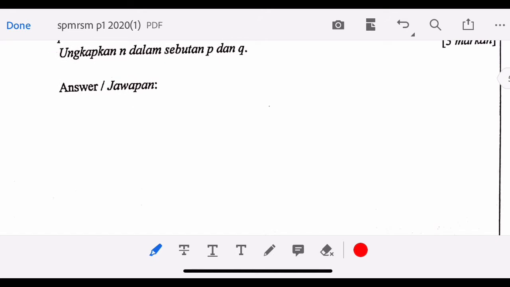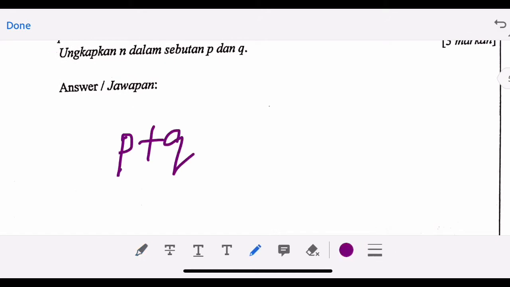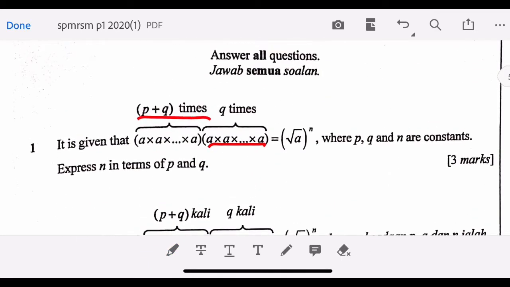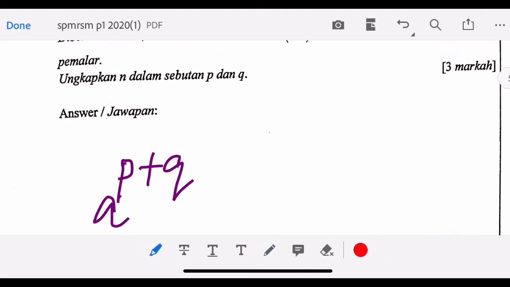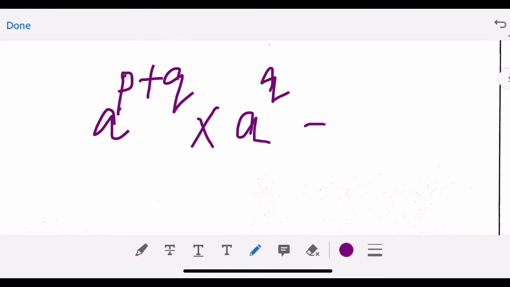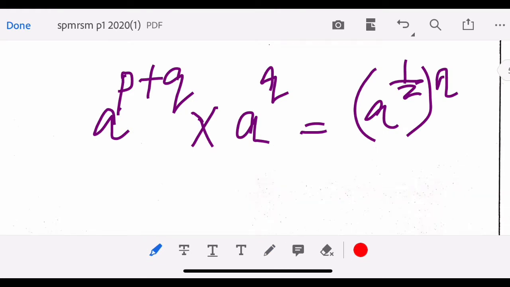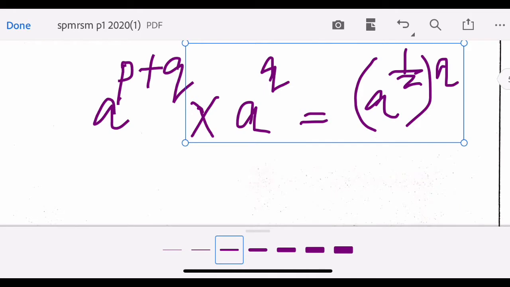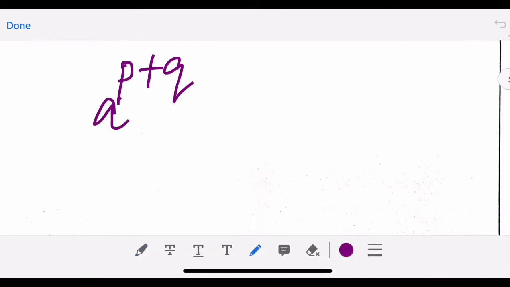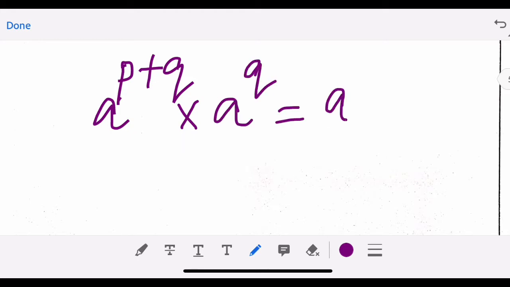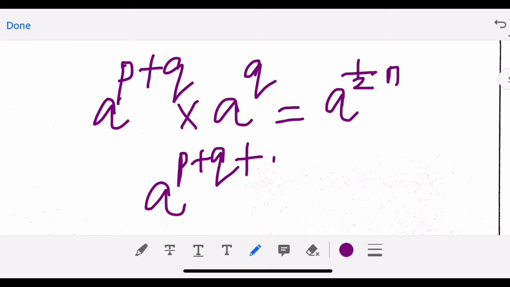So you just take the index. We have p plus q, times, and then multiply, so we add again. So we will have a to the p plus q, and then times a to the q, because a is repeated q times, and is equal to square root a, so we write half n. When you have index numbers with the same base, you just add. So we times with a to the q equal to a square root, which is power half n. So in short, p plus q equal to a to the 1 over 2n.